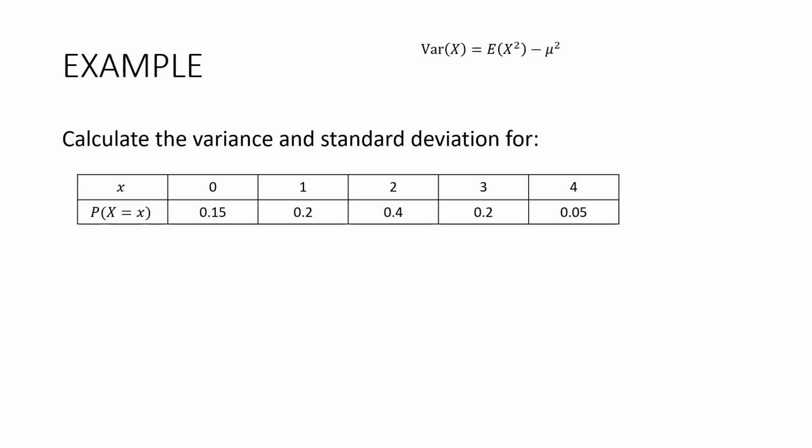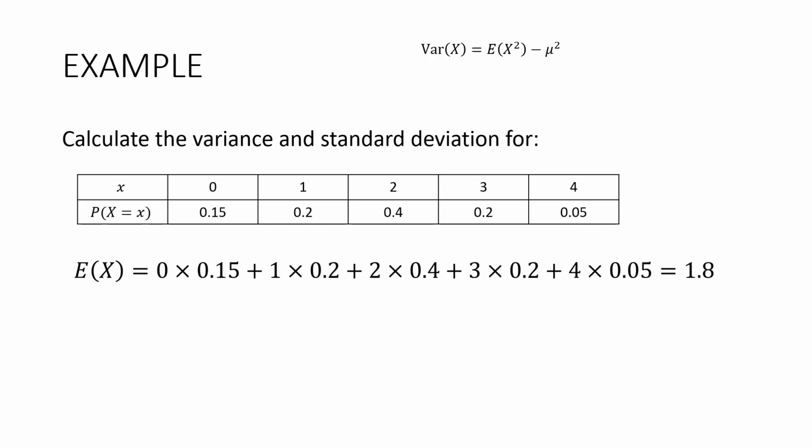Let's look at an example. Calculate the variance and standard deviation for the probability distribution shown. Now, as I said, I quite prefer this formula. So I'm going to start by working out E of x. And I'm going to do 0 times 0.15 plus 1 times 0.2 plus 2 times 0.4 plus 3 times 0.2 plus 4 times 0.05, which is 1.8.